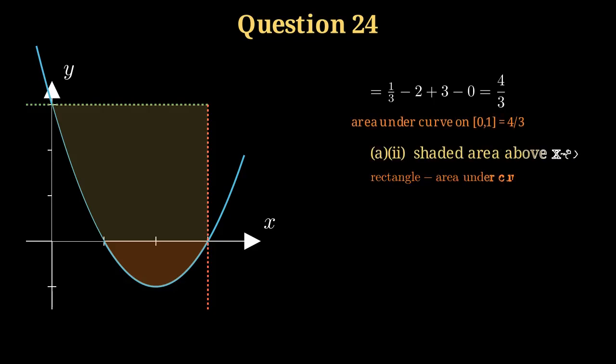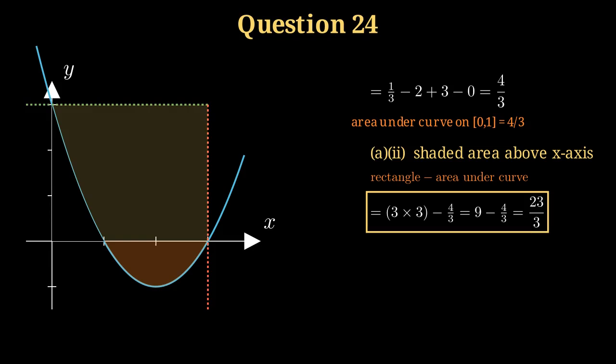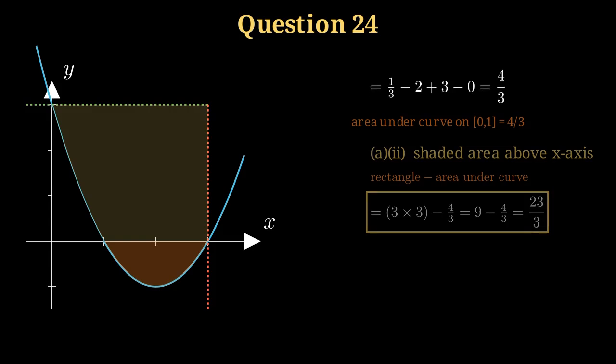Part A, 2. The shaded area above the x-axis is the big rectangle, from x equals 0 to 3 with height 3, minus the area under the curve on 0 to 1 that we just found. The rectangle is 3 times 3, which is 9. 9 minus 4/3 is 23/3, roughly 7.67 square units.